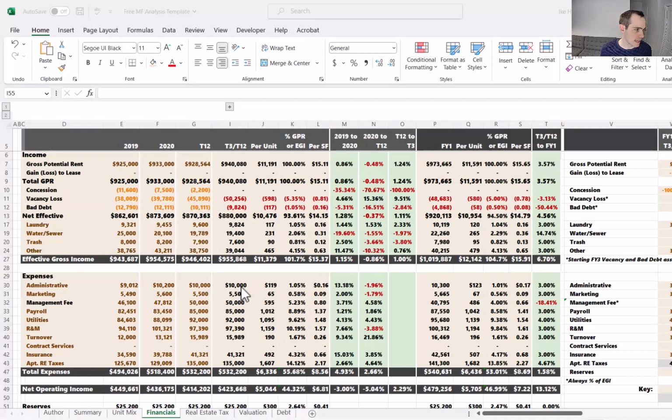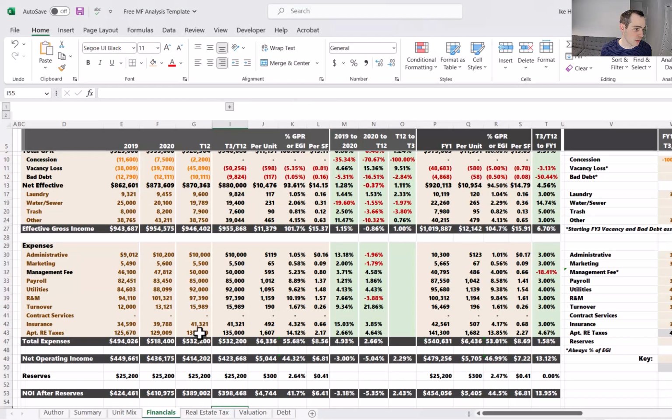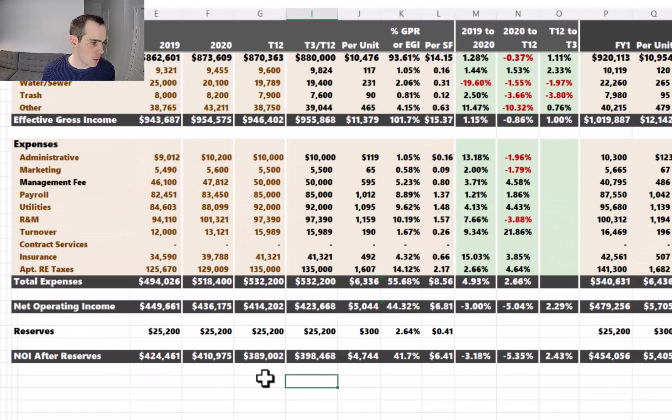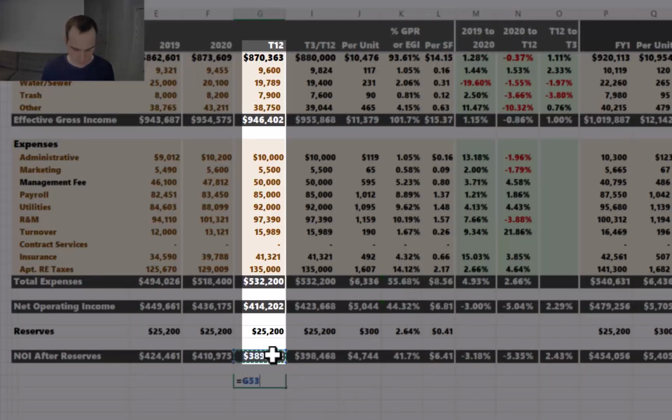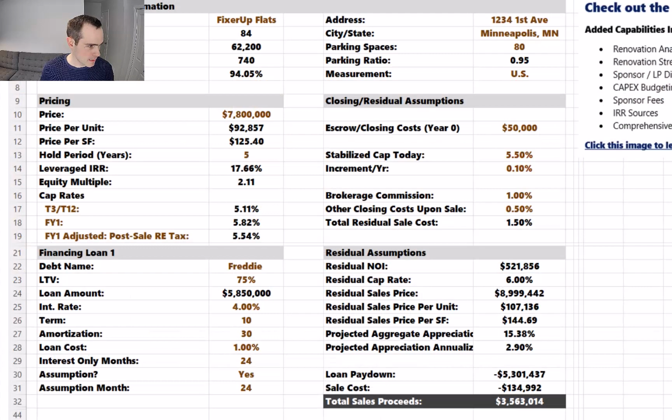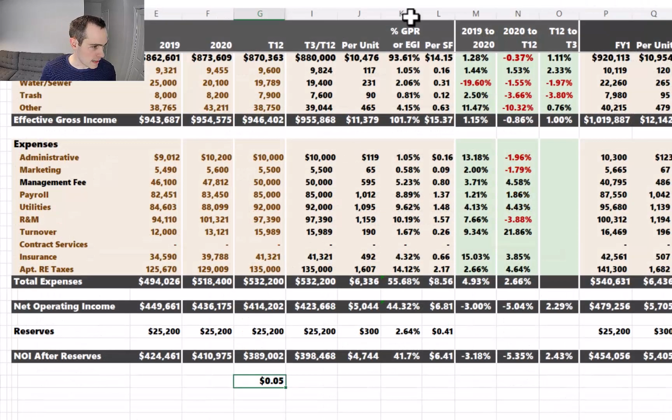If we take a look at Tactica's free multifamily analysis template, which by the way is linked below if you need an underwriting tool, we can make that calculation relatively easily. So let's focus on the T12 column. We're going to take the NOI after reserves and divide it by the purchase price of $7.8 million, and we get a 4.99% cap rate.